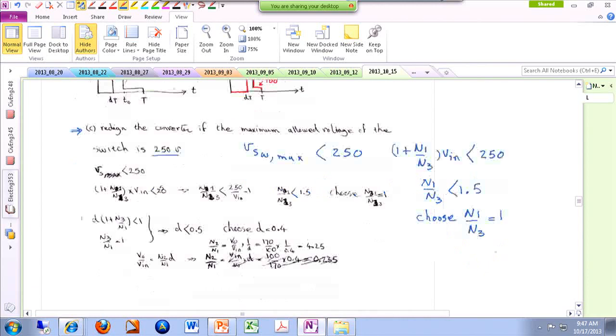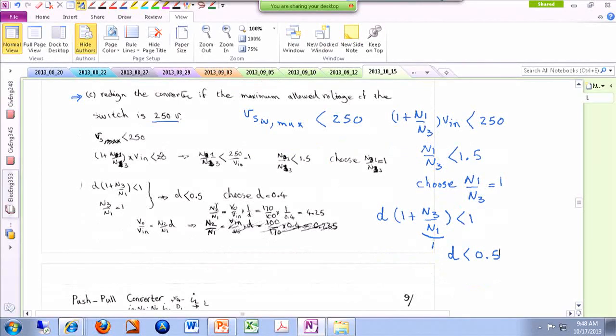Now, going back, I have these equations. One of them was d times (1 + N3/N1) should be less than 1. And this is the condition that makes sure that the magnetizing inductance is totally de-energized by the end of the period. I've already selected a value for this, which is 1. So this gives me a hint about where to select the duty cycle. If I follow this, the duty cycle should be chosen to be less than 0.5. So let's say you choose 0.4.